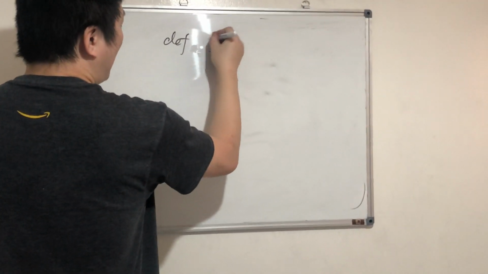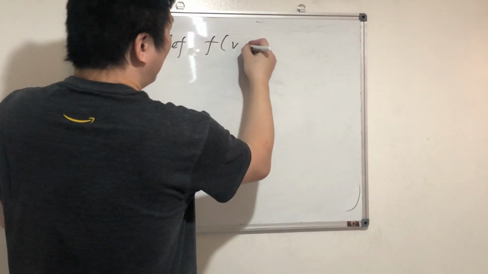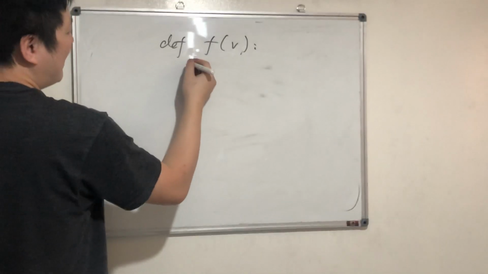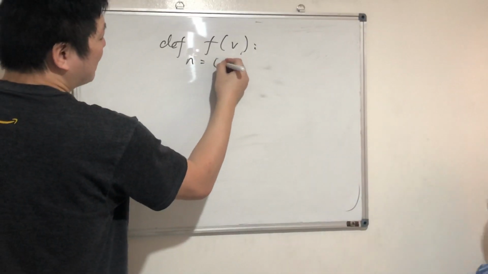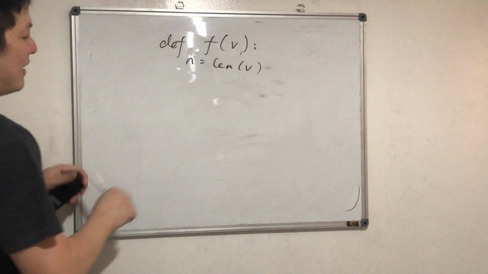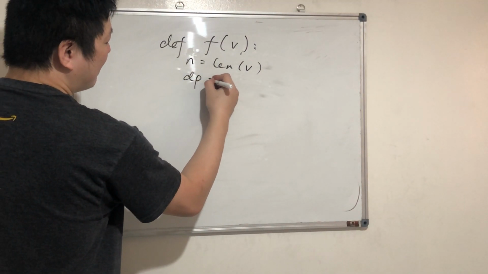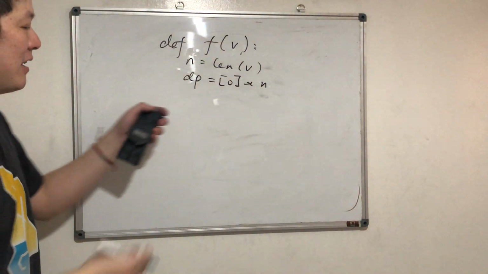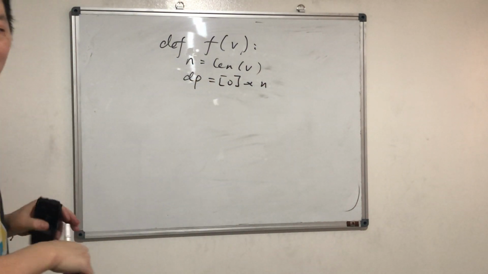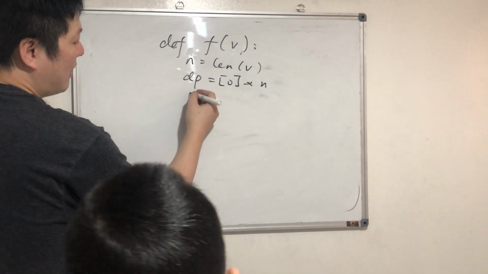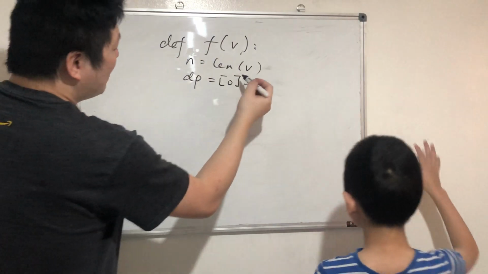Okay, so let's do this. Define f, and we have the houses. Now again, we need to set the length equal to the length of v. Then dp, this is the value of dp. dp equals 0 times n, so we have an array to keep those values. And then, again, I'm not going to write it.